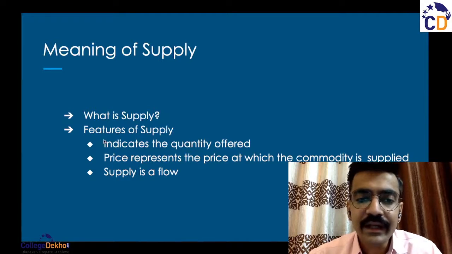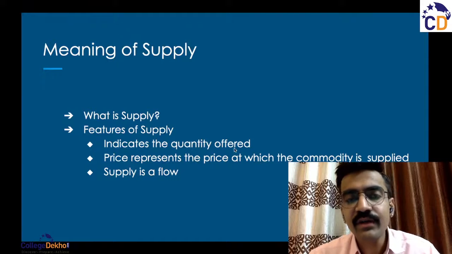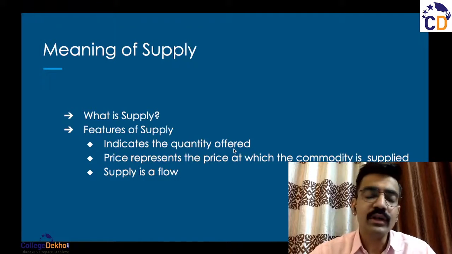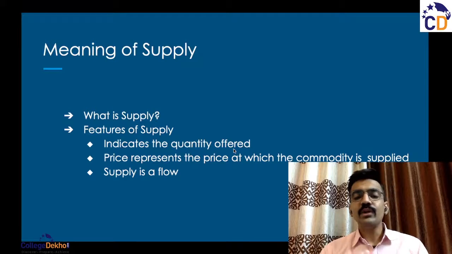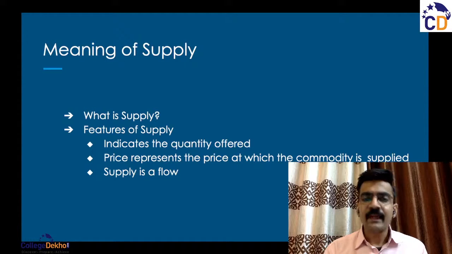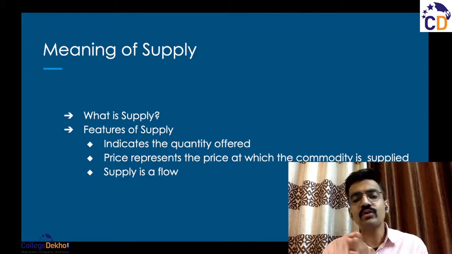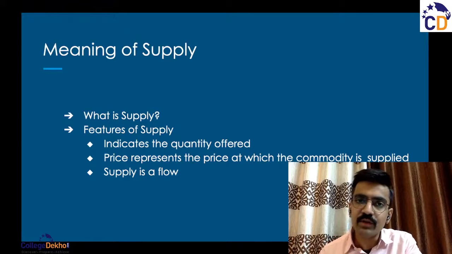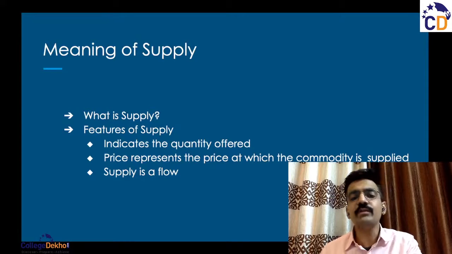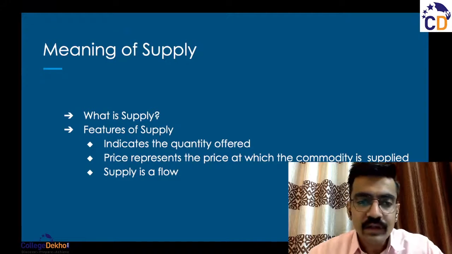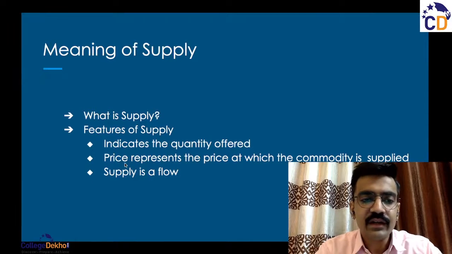So supply indicates the quantity that is offered by the producers. Now please note here that whatever the total production of a business is, it is not necessary that this total production would also be the total quantity that is offered by the producers. There could be a gap between the total production and the total quantity of products that are offered to sell.